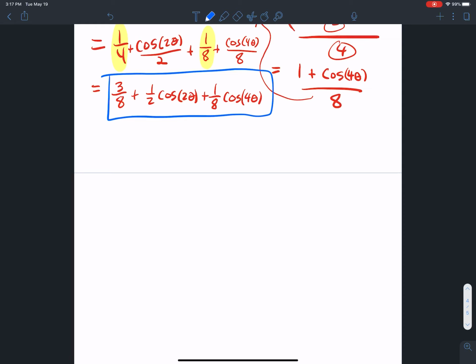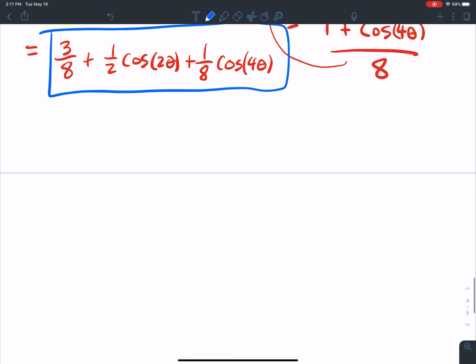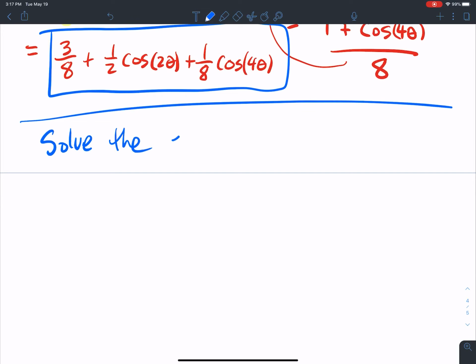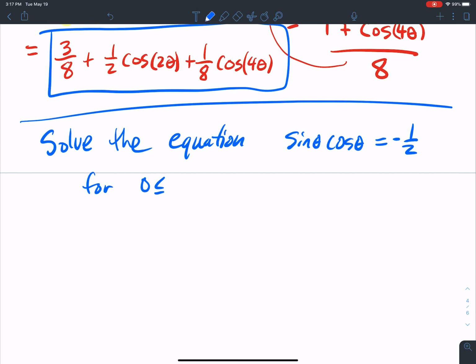Let's do a couple more. Why not? We already made this a pretty long video. So, solving trigonometric equation using identities. Solve the equation sine theta cosine theta equals -1/2 for 0 to 2 pi. That's the interval.